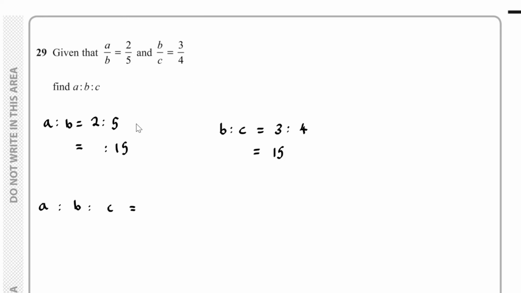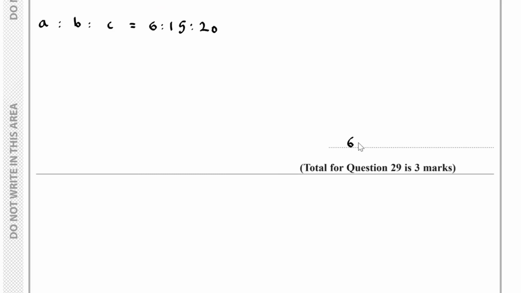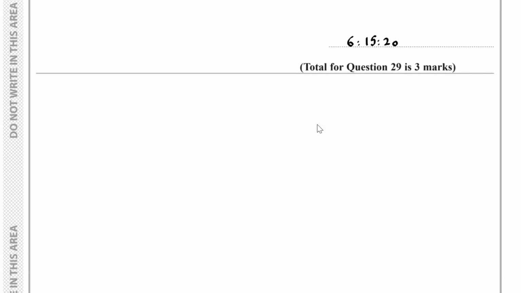Now, to go from the 5 to the 15, we multiply by 3. So 2 times 3, that's 6. And over here, to go from the 3 to the 15, we multiply by 5. 4 times 5, that's 20. So the ratio a to b to c is equal to 6 to 15 to 20. So we've got here 6 to 15 to 20 as our ratio of a to b to c.